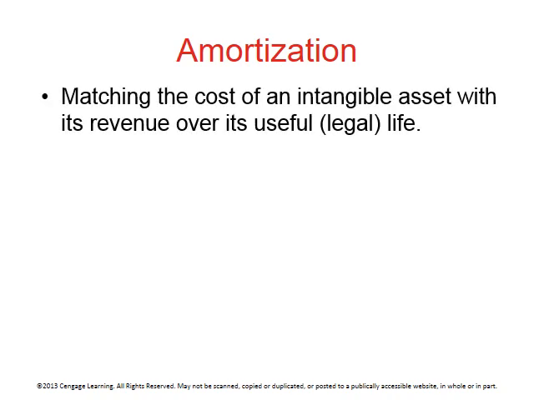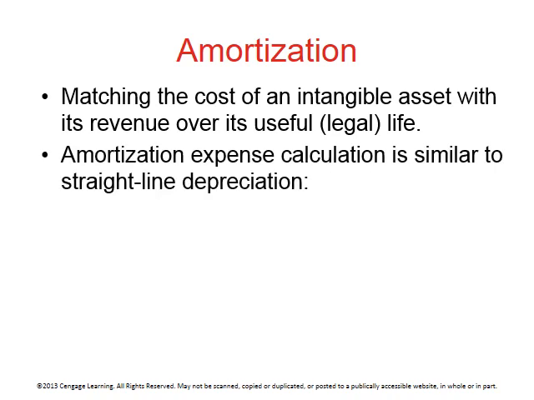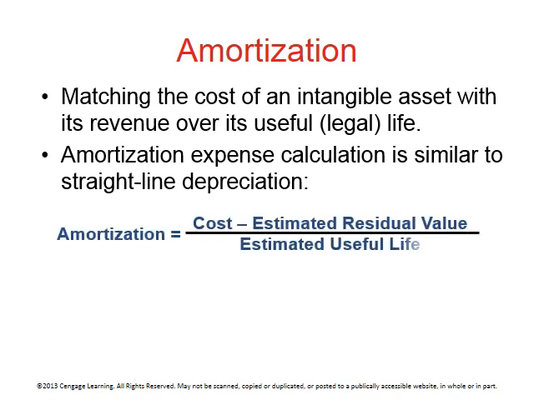So amortization, conceptually what we're trying to do is match the cost of an intangible asset with the revenue over its useful life. So it's similar to straight line depreciation. So our cost of amortization is our cost minus our estimated residual value over the estimated useful life. Looks a lot like straight line depreciation.